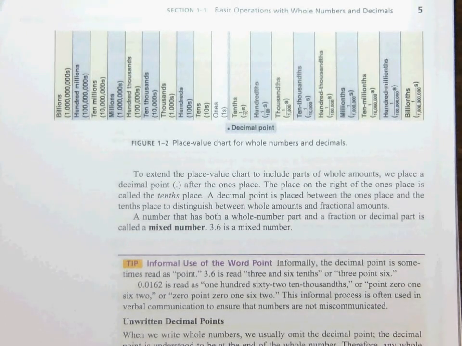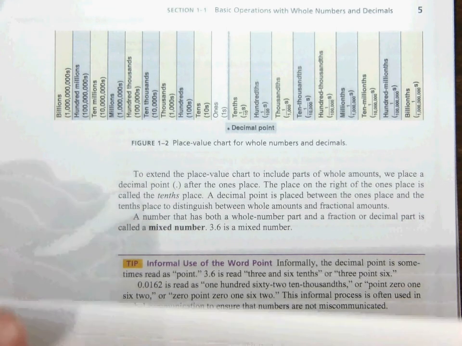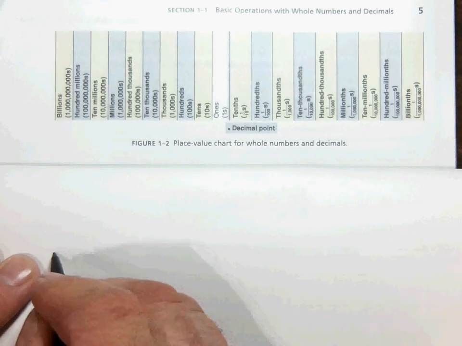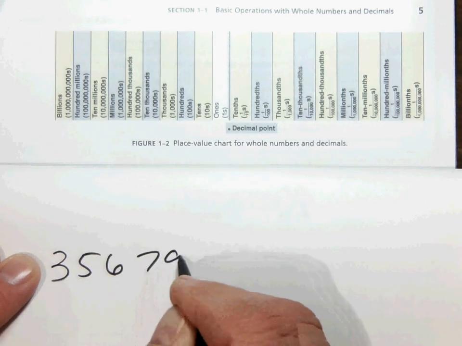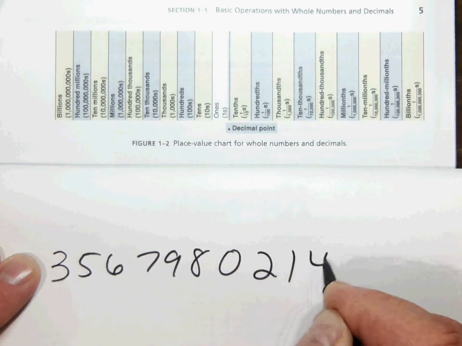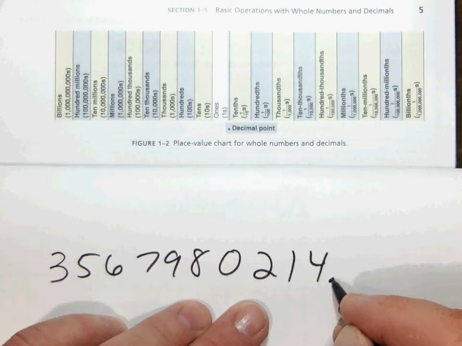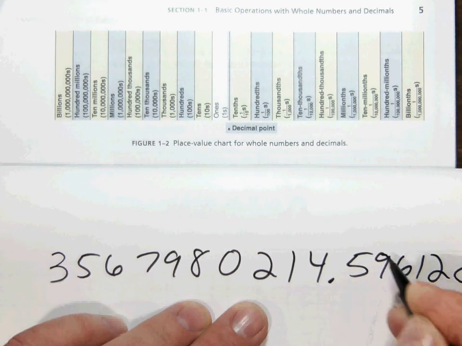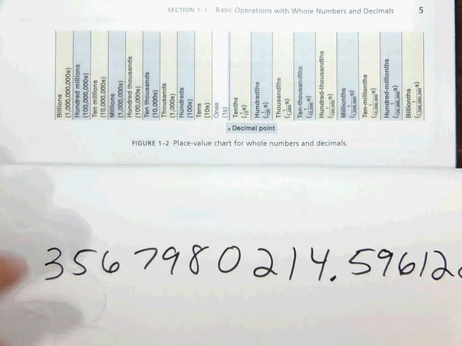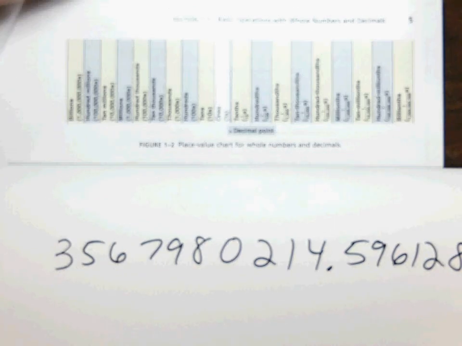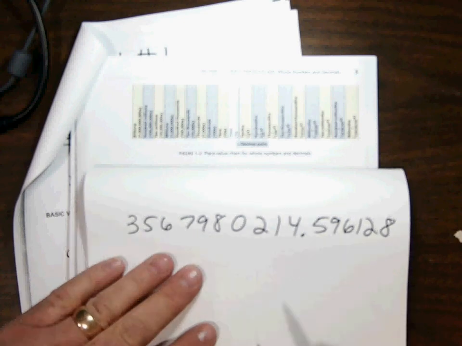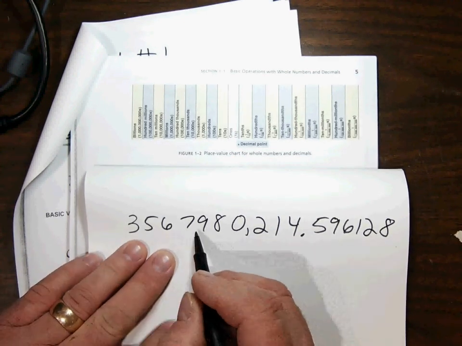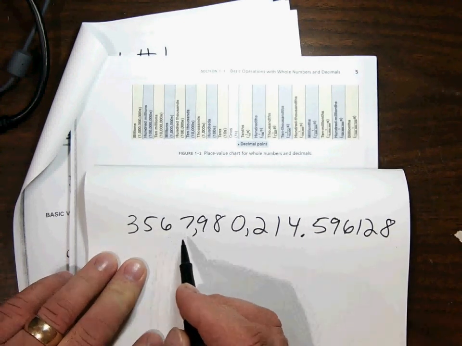But this is a nice little chart of all the place values of a number, okay? If I have some big number here, and let me just write 3, 5, 6, 7, 9, 8, 0, 2, 1, 4. I gotta throw a decimal point in here somewhere. Point 5, 9, 6, 1, 2, 8. Okay, it's a big old number, right? Oops, you can't even see it all. It's so big. Let's go back out. Okay, and I just obviously pulled that number right out of the air. I don't even know how big of a number it is yet. I got to go back and fill in some commas here.